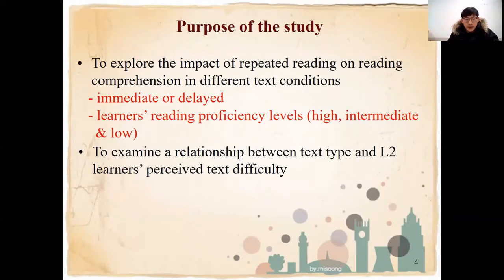The purpose of the study is to explore the impacts of repeated reading on reading comprehension in different text conditions. For this purpose, two aspects are considered. Firstly, the study focuses on their immediate effects, as well as delayed effects. Secondly, three reading proficiency levels are taken into consideration. They are high, intermediate, and low. Another purpose of the study is to examine a relationship between text type and second language learners' perceived text difficulty.